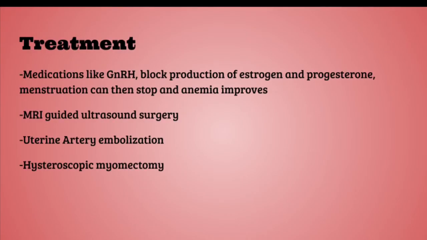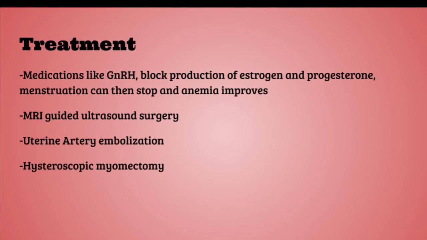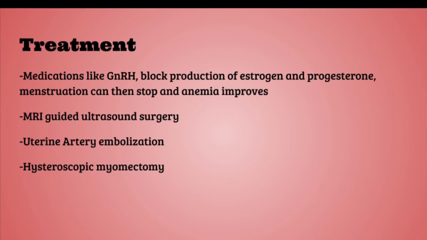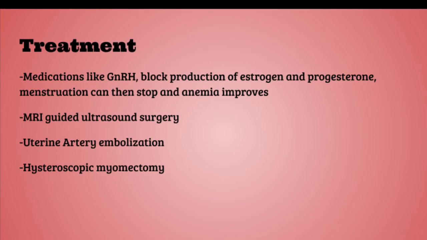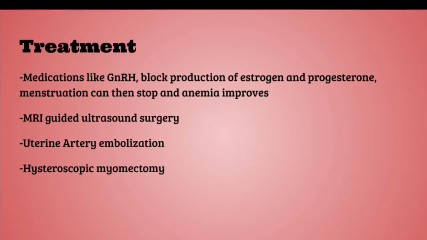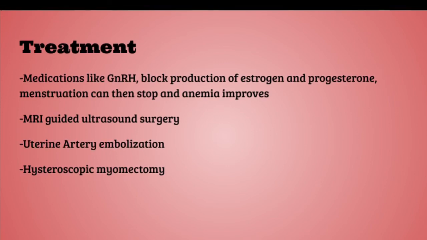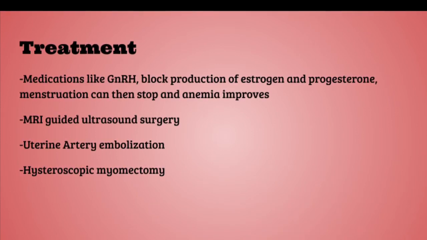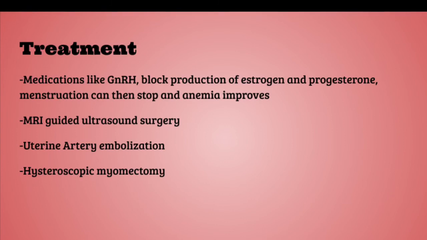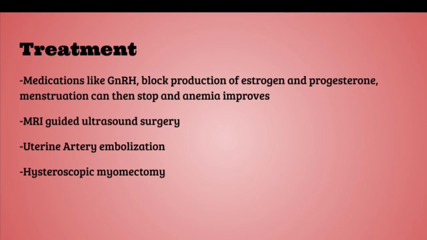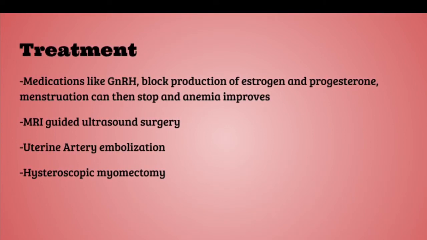Treatment. Okay, so we have medications like gonadotropin-releasing hormone. What this does is it blocks production of estrogen and progesterone. And then this can sort of cause a menopause in females, and it causes them to stop menstruating. And when they stop menstruating, their anemia improves as well.